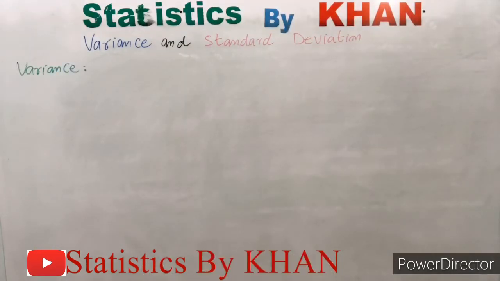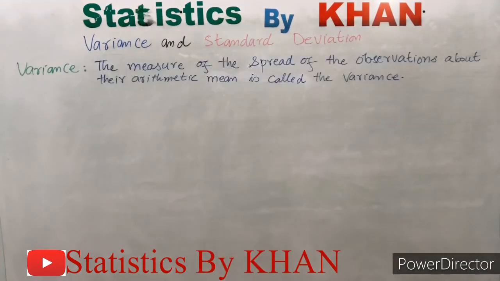We define variance as the measure of the spread of the observations about their arithmetic mean. It measures the spread of the observations around the arithmetic mean, but it gives the result in square units. Whatever units the observations have, it shows the results in its square form. So this is the definition of the variance.